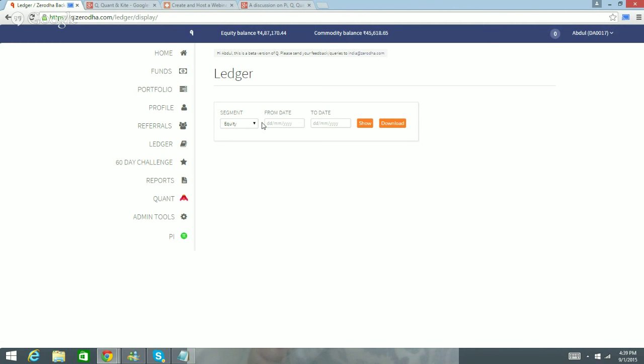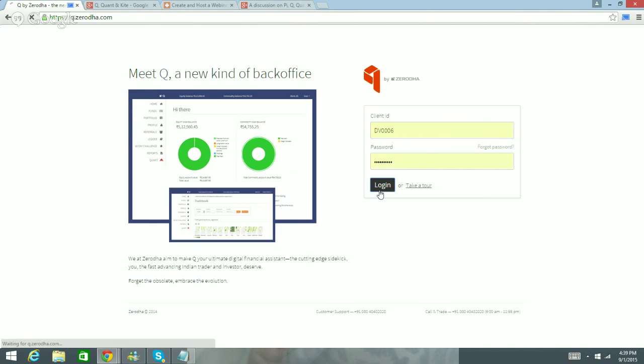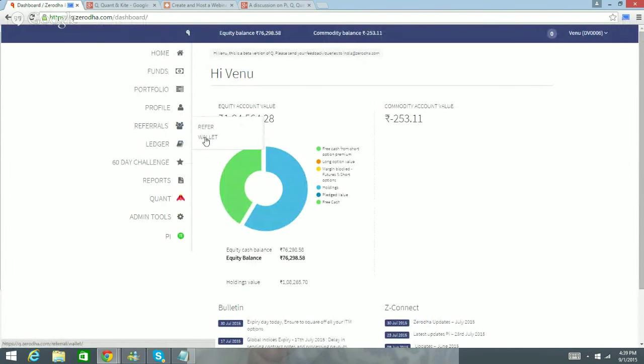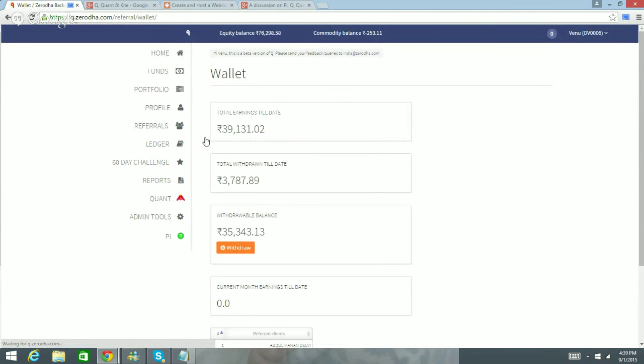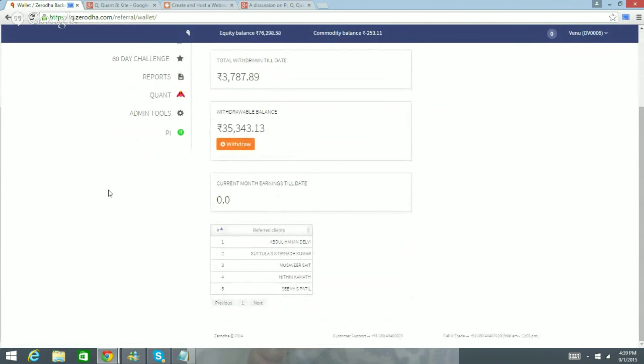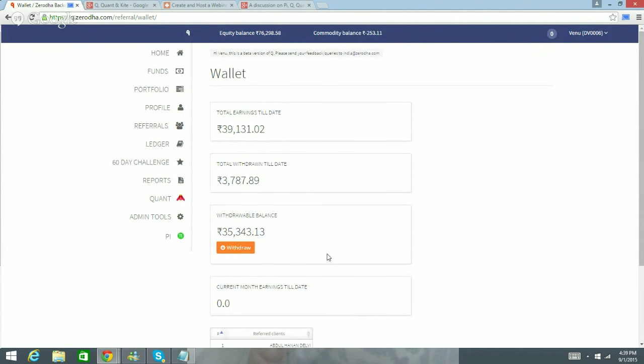So it was not Hanan. I remember Venu had referred you. Why don't we log into Venu's account and see it? So we log into Venu's wallet. Venu has basically referred all of us, so I am also on this. Now my entry is also there.